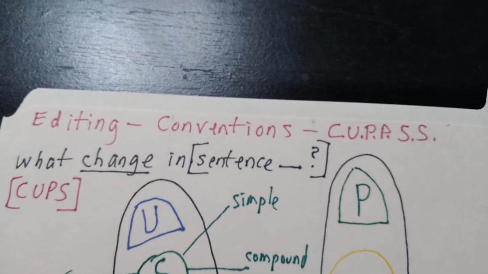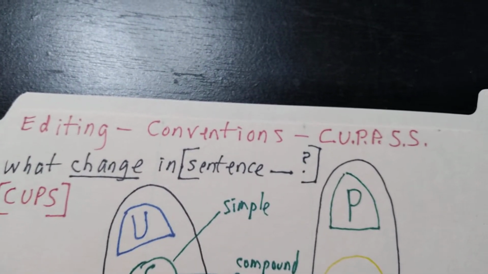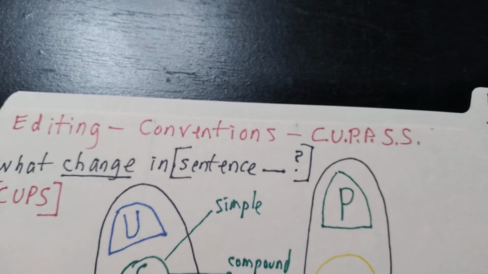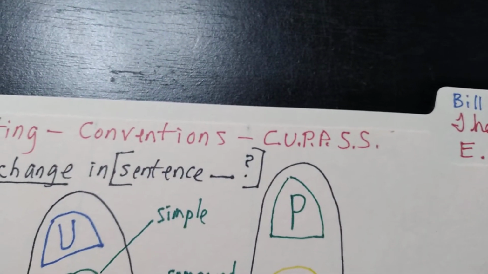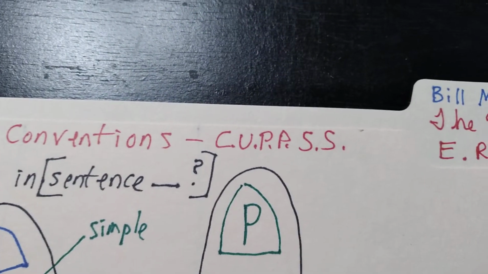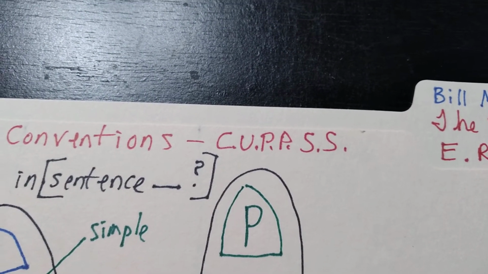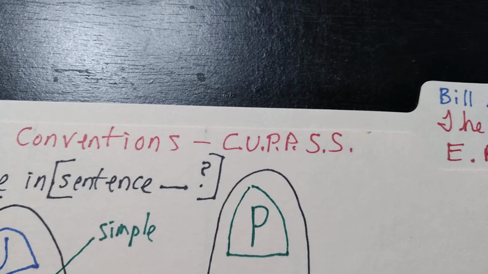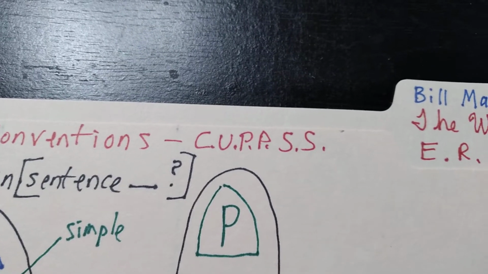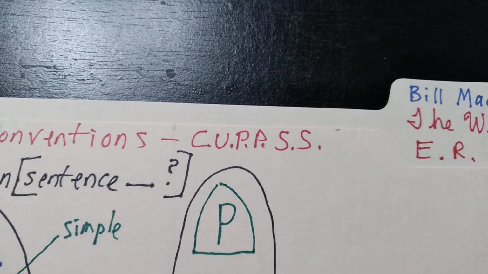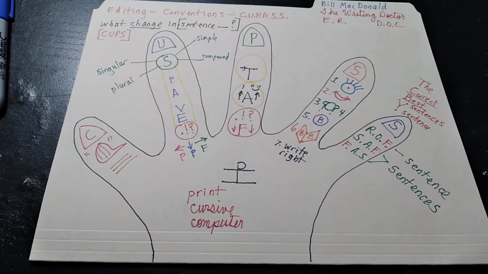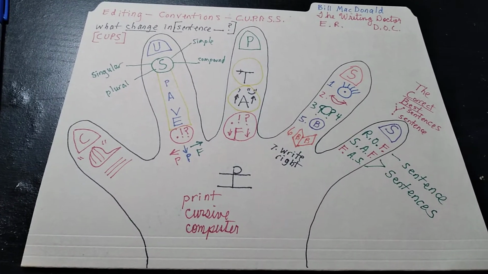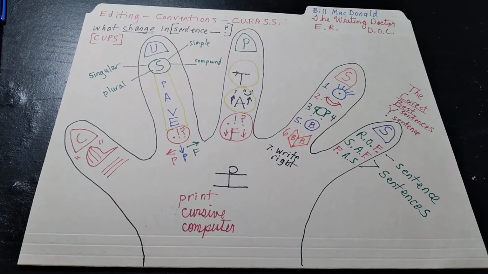You can use whatever colors you want, but save a little space on the very top. This section is going to be the editing conventions C.U.P.S.S section. And make sure that you see here that C.U.P.S.S has C, U, 2 P's, and 2 S's. So what you'll do, if you can do it freehand like I did here, is draw a hand on the folder.